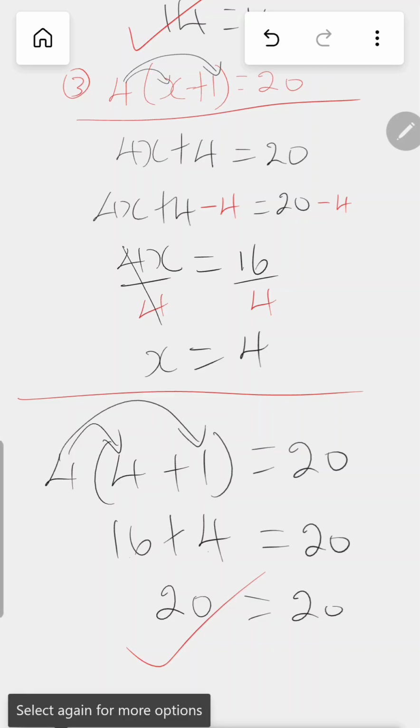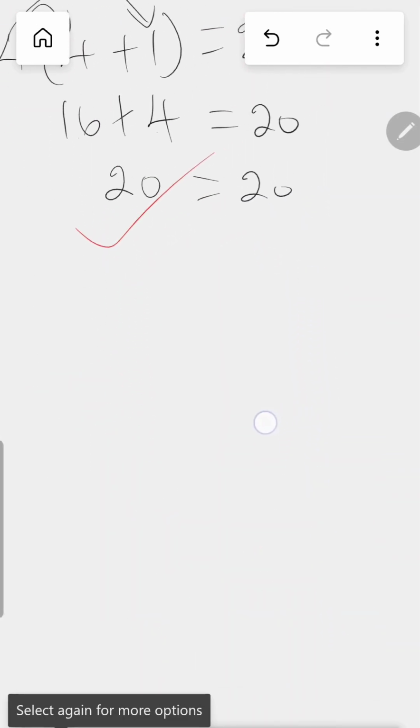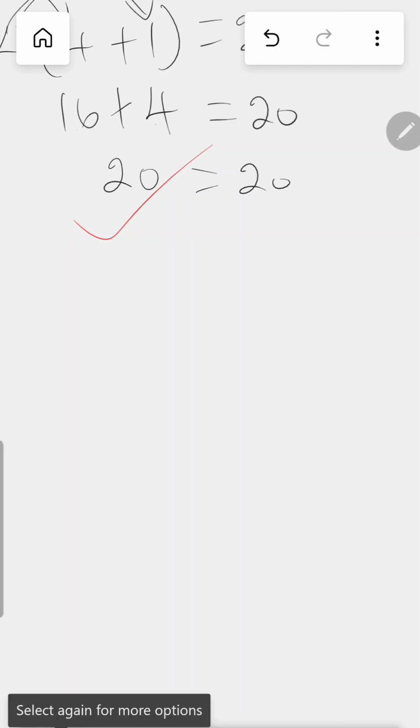So that was absolutely excellent, guys. Please remember, when you are doing this equation, you should expand your bracket first. Your second thing is to remove the constant. The third thing that you do is to divide by the coefficient. And your fourth step is to check your answer to ensure that it is correct.